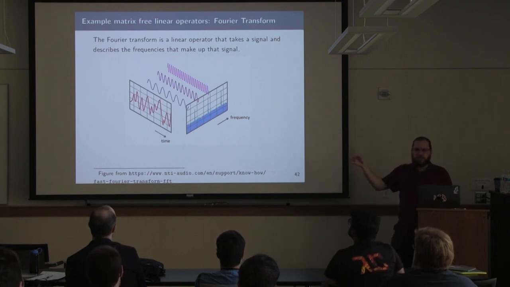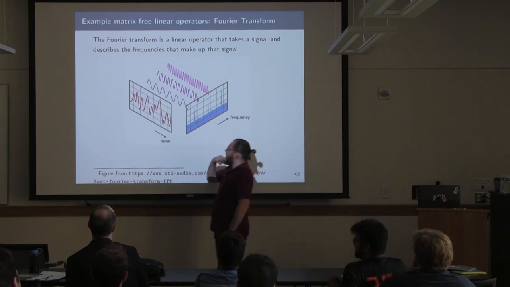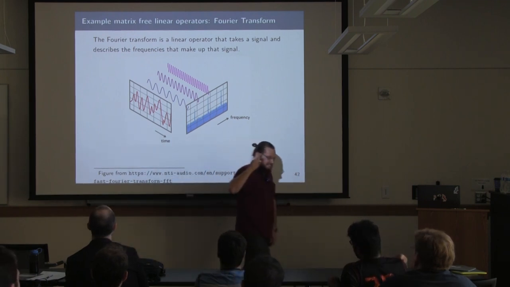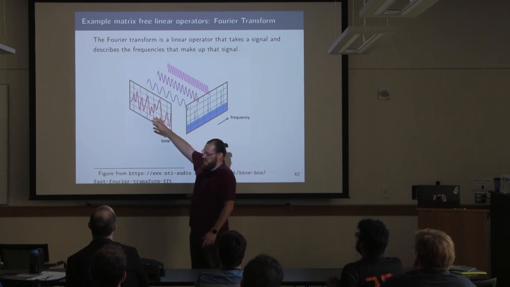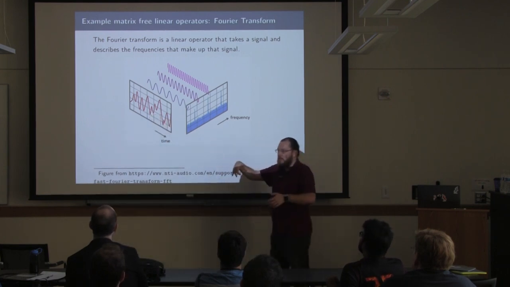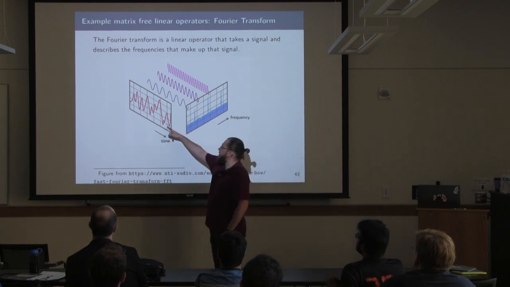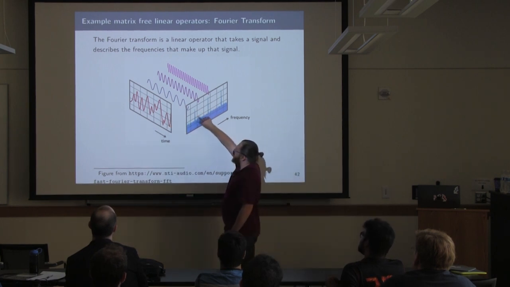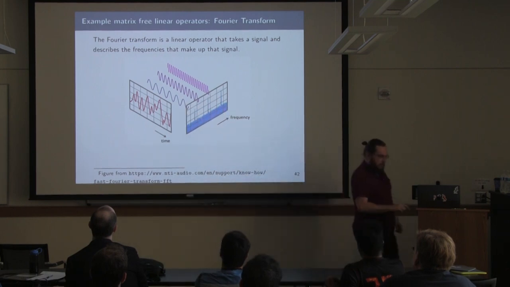How many people are familiar with the Fourier transform? Awesome. This is a weird crowd. In which case, I don't need to describe this slide too much, but you have some signal over time, and you can represent that as a series of sine waves, which is what the transform does. It tells you it's actually made up of, say, this, this, and this sine wave, right? You can convert between them.